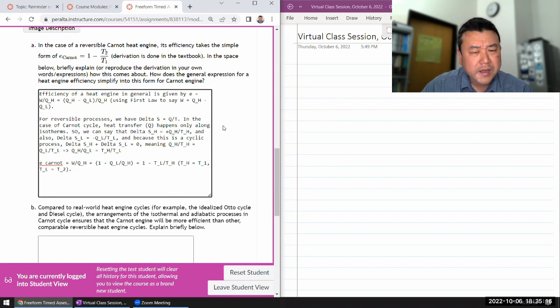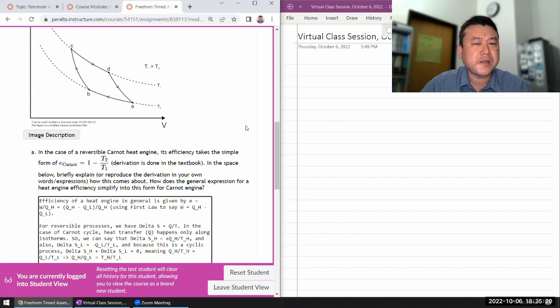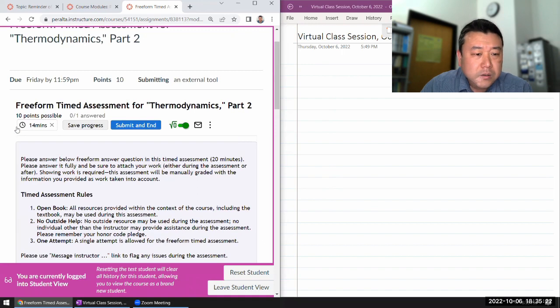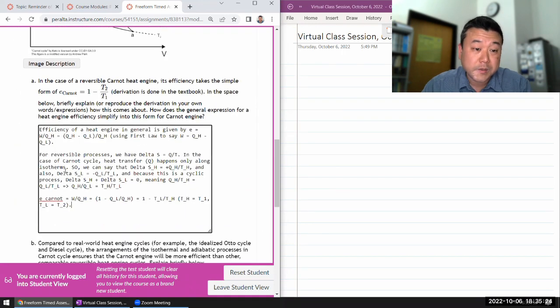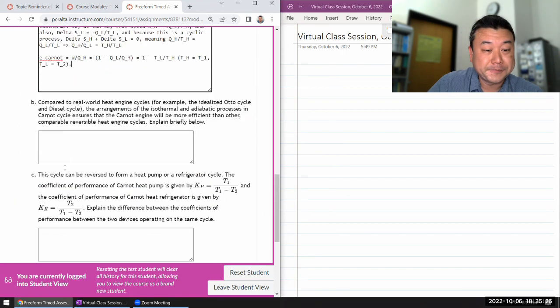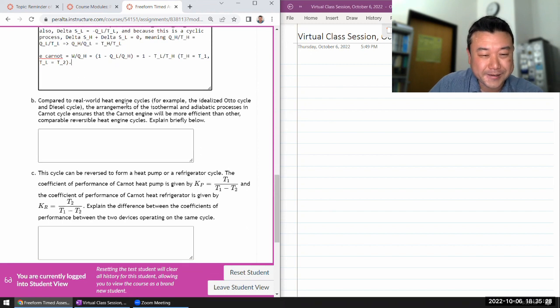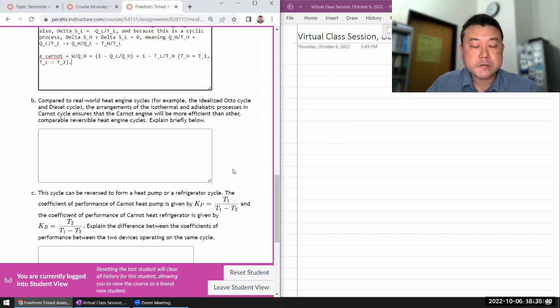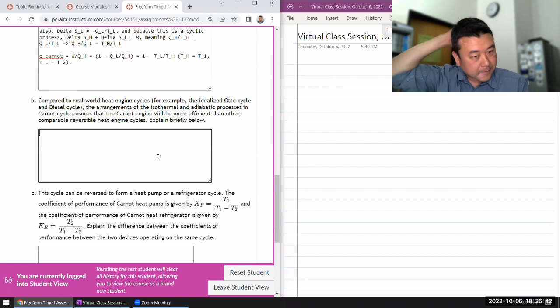I guess, yeah, for a question like this one, there wouldn't be additional work because you are explaining things in words. So what you submit here will be work and answer. Compared to real world heat engine cycles, diesel cycle, isothermal, ensure that Carnot engine will be more efficient than the other. Briefly explain below. So I'm just gonna type everything in here.